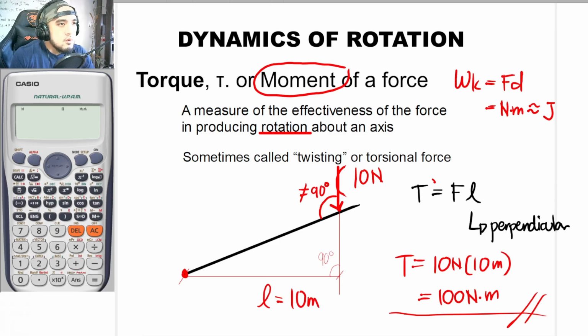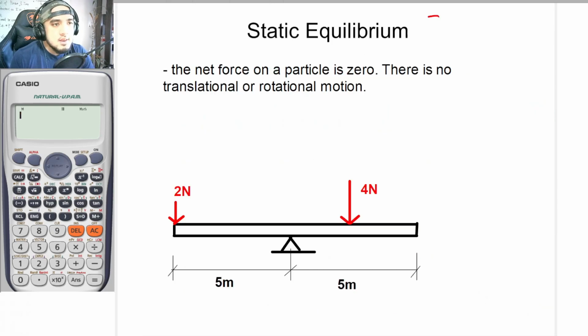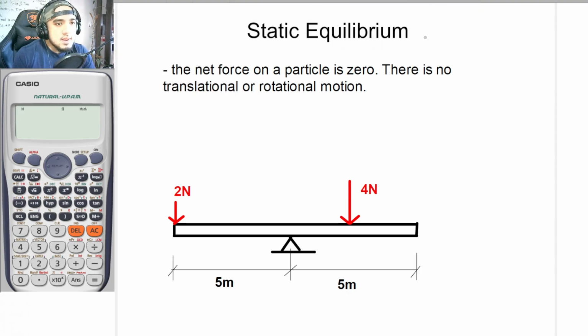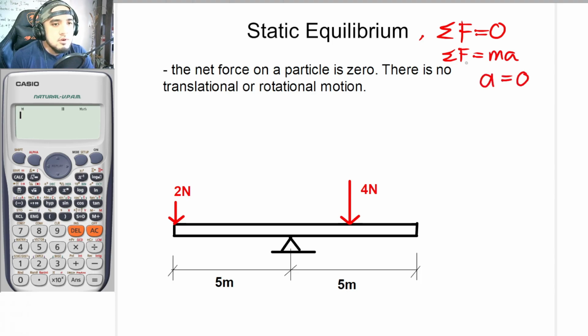Okay, so moving forward, there is also this thing which we call static equilibrium that we have already discussed in the previous videos. In static equilibrium, as defined before, the summation of forces is equal to 0, because if the summation of forces is equal to mass times acceleration, and if acceleration is equal to 0, it is in a static condition, thus the summation of forces is equal to 0. And it is said here that the net force on a particle is 0.